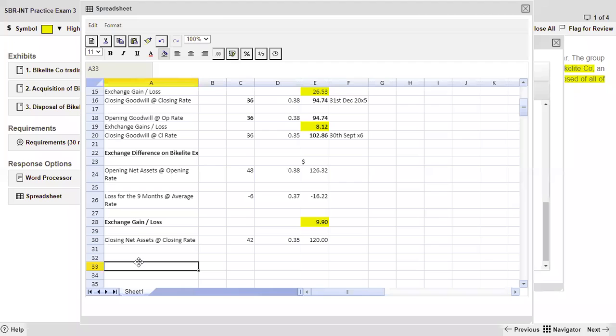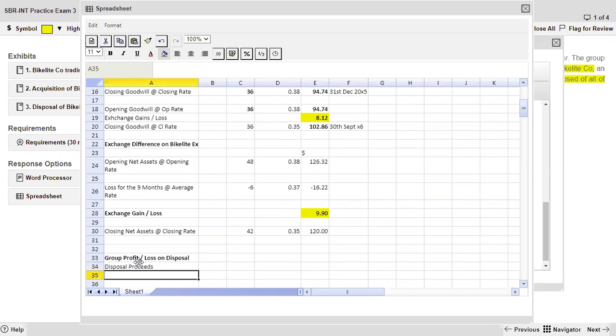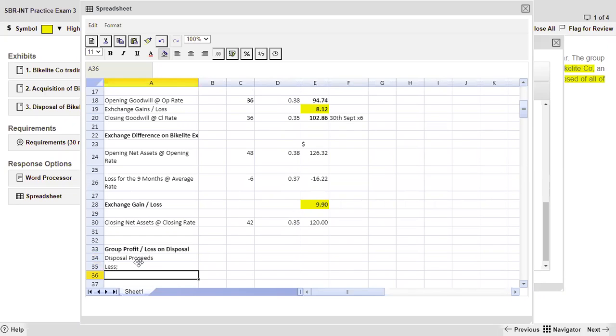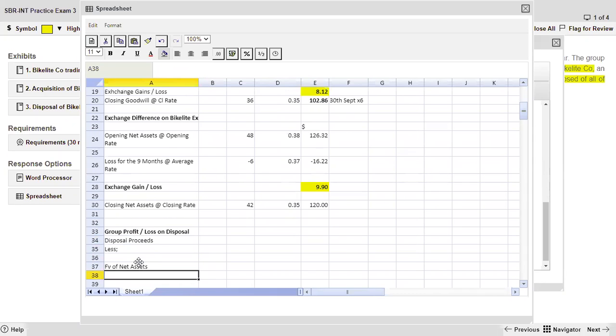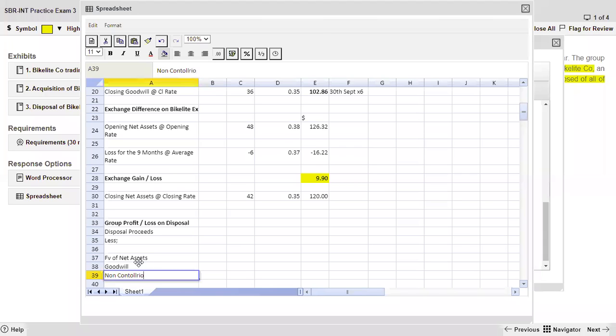So, the group profit or loss on disposal of Bike Light. How do you calculate it? You would say disposal proceeds less fair value of net assets, goodwill, non-controlling interest.